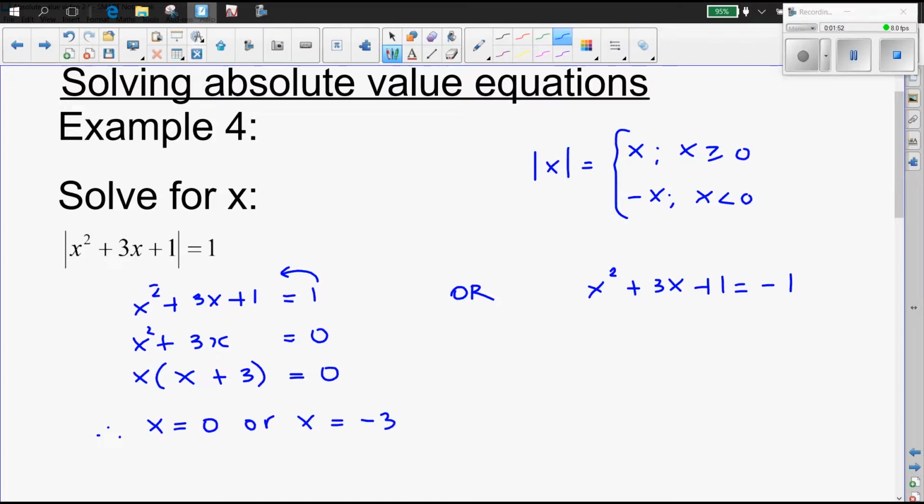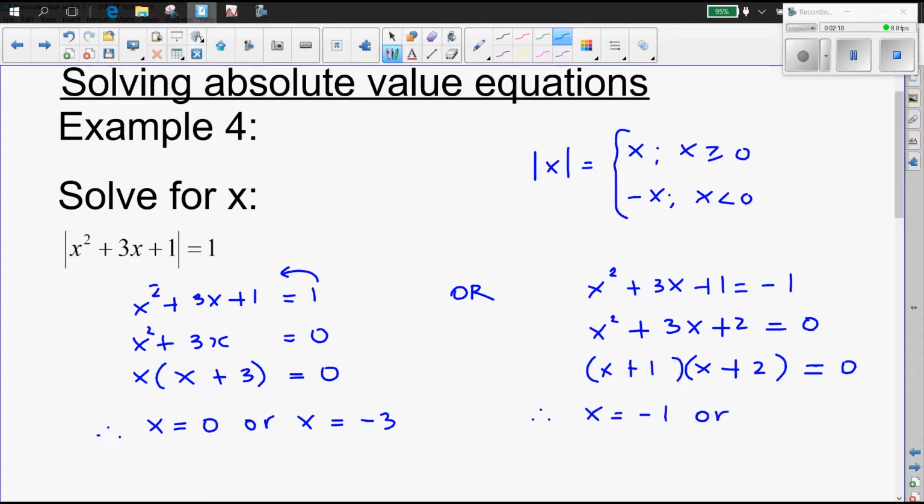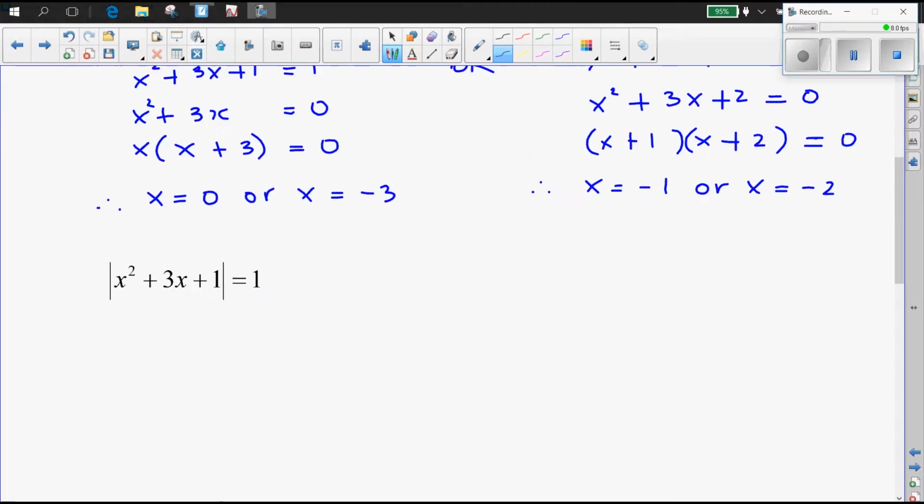My second solution will be x squared plus 3x plus 2 equals 0 when I write it in standard form. This is a quadratic that can be factorized. So the factors will be (x plus 1)(x plus 2) equals 0. So I know that x equals negative 1 or x equals negative 2. So I have 4 solutions and I'm going to test each of these 4 solutions.